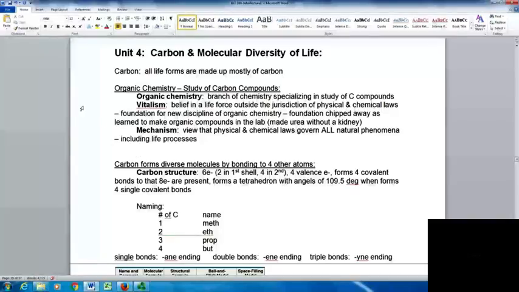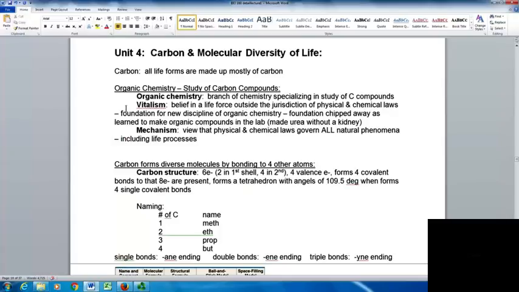Organic chemistry is the branch of chemistry that specializes in studying carbon compounds. Sometimes you will hear it referred to as the chemistry of carbon or hydrocarbons. Previously, they had more of a vitalistic belief that there was a life force outside the jurisdiction of the physical and chemical laws. Basically, that anything that was alive was governed by different rules than the rules that applied to anything that was not alive on this planet.